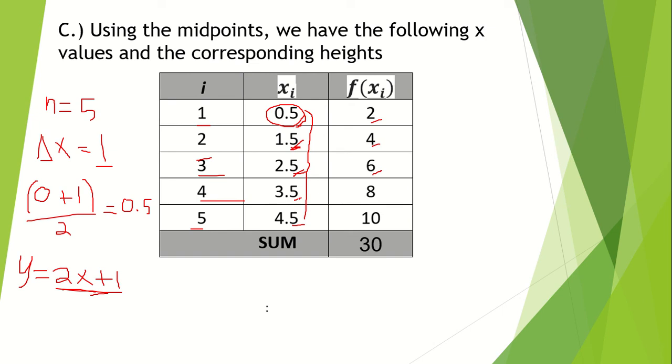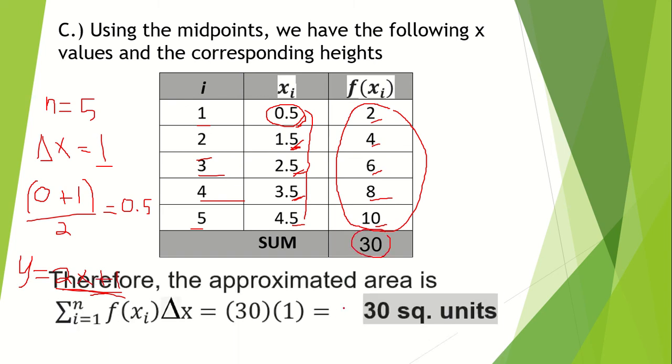Then for the fourth x value, we have 3.5. 3.5 times 2 is 7, and 7 plus 1 is 8. Lastly, for the fifth x value, we have 4.5. 4.5 times 2 is 9, and 9 plus 1 is 10. Finally, to get the approximated area, we simply get the total or sum of our third column values. So we have 2 plus 4 is 6, and 6 plus 6 is 12. 12 plus 8 is 20, and 20 plus 10 is 30.